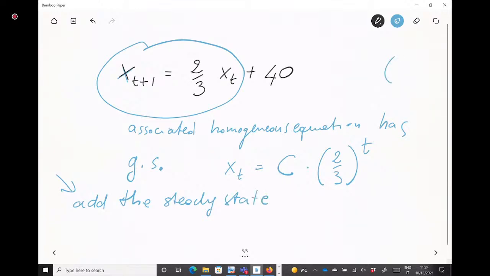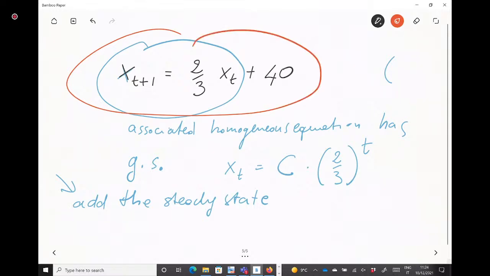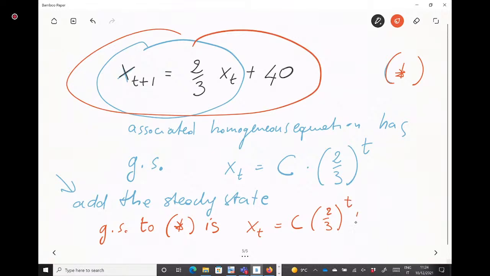So the general solution to the full equation, which is this one, is the general solution to the homogeneous equation plus the steady state, okay? The general solution to this is x_t is equal to c times 2/3 to the power of t plus the steady state. The steady state was 120, right?